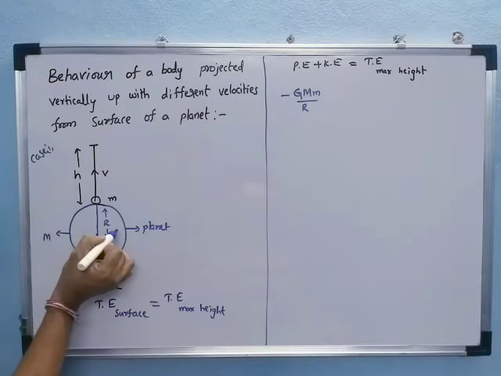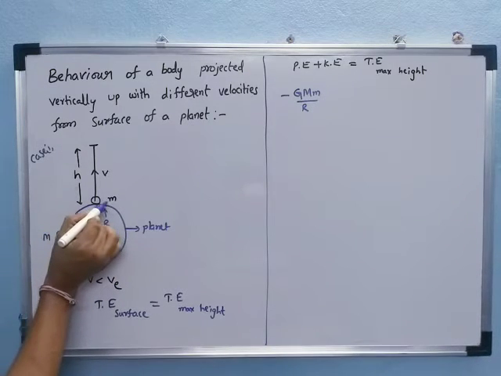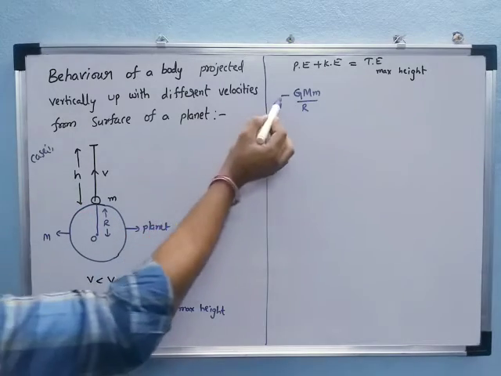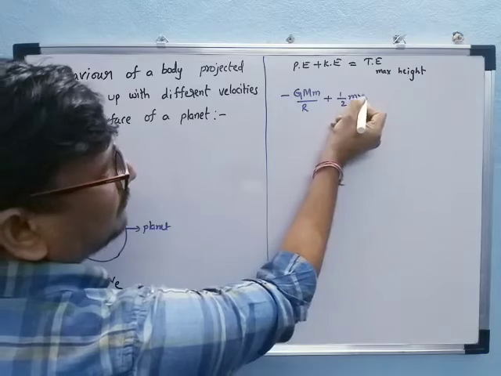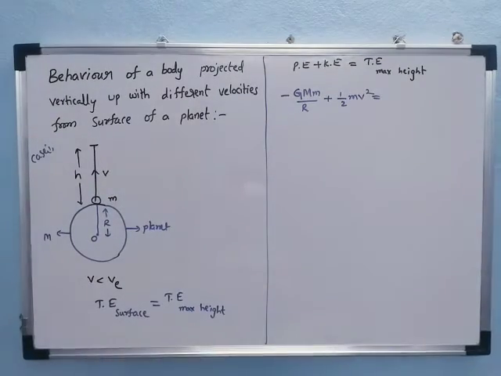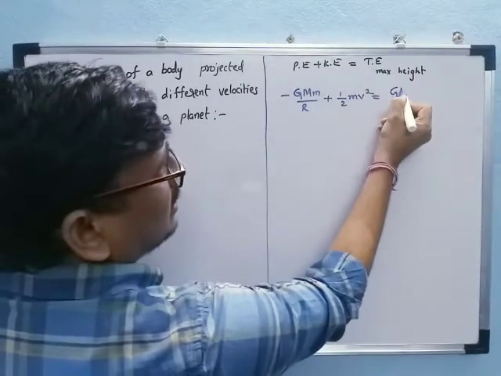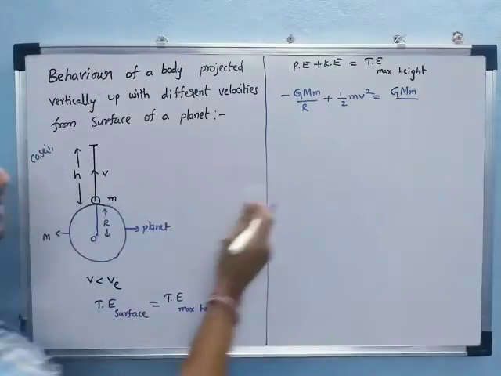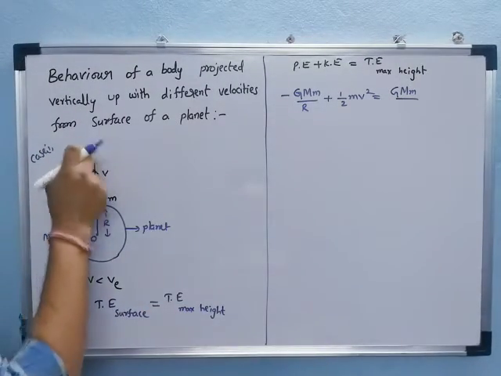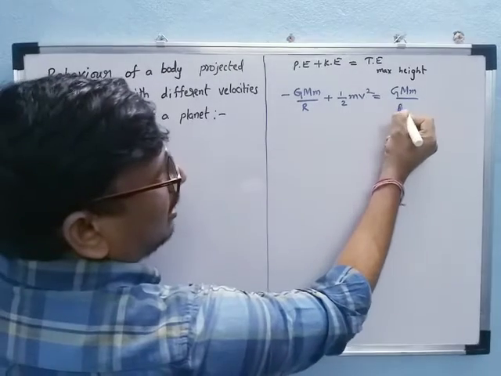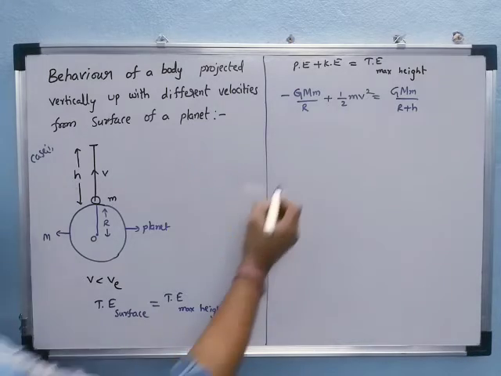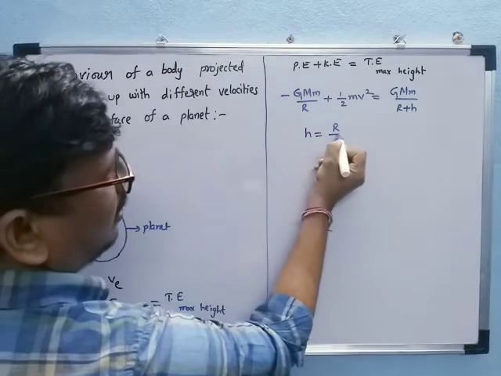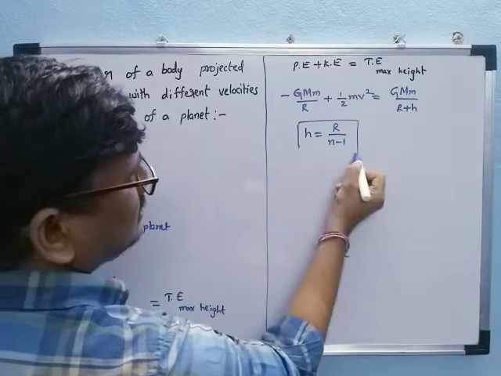This is the planet of mass capital M and the body of mass small m. That's why it is minus G capital M small m by R, plus kinetic energy, half mv square, is equal to the total energy at height, which is minus G capital M small m by the distance. The distance is the total distance traveled, R plus H. With the calculation, finally we get the height H is equal to R by n minus 1. This is the first case.